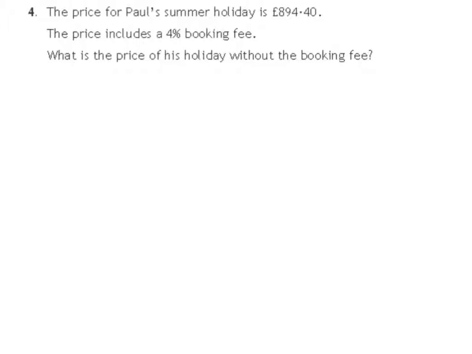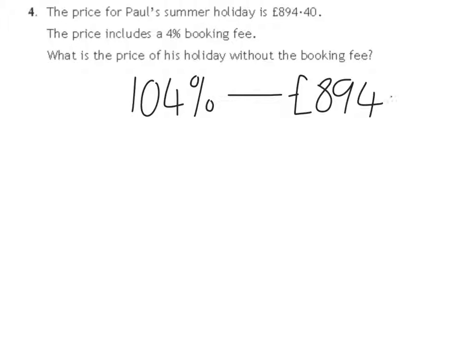This is question number 4 in the calculator section. The price for Paul's summer holiday is £894.40. The price includes a 4% booking fee. What is the price of his holiday without the booking fee? This question is an example of reversing the percentage change. The original price of the holiday is what we are looking for, which would be represented by 100%. What we have, however, is the price including the extra booking fee which has been added. So our price is represented by 104%. So this amount is the amount shown at the top, £894.40. We need to get back to 100%.